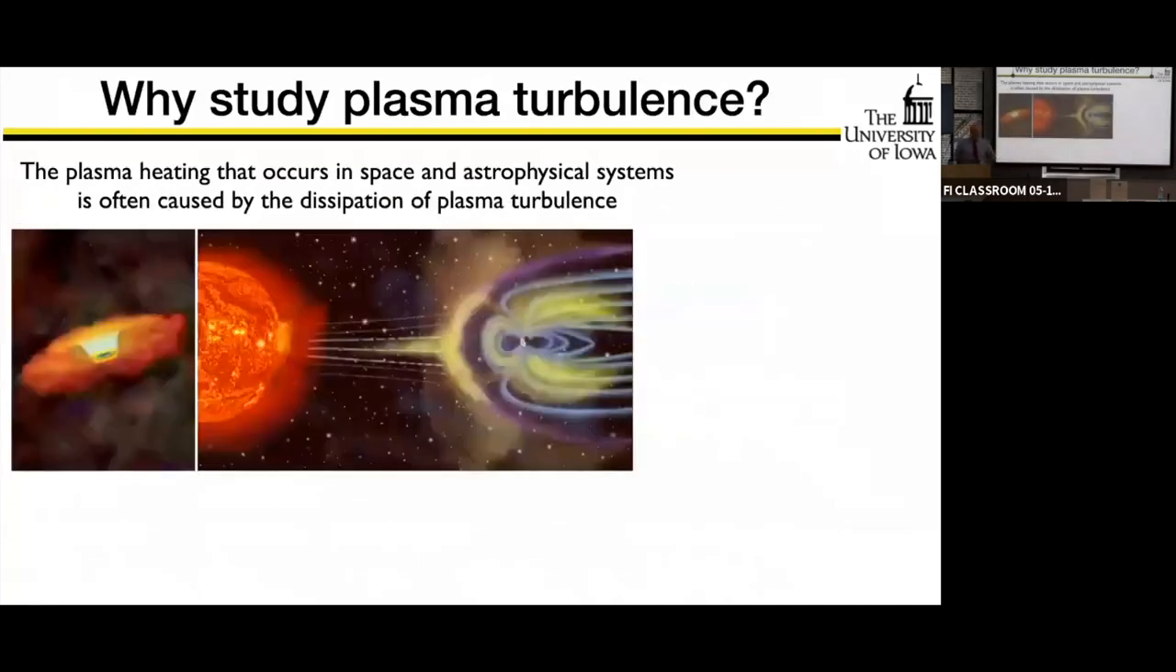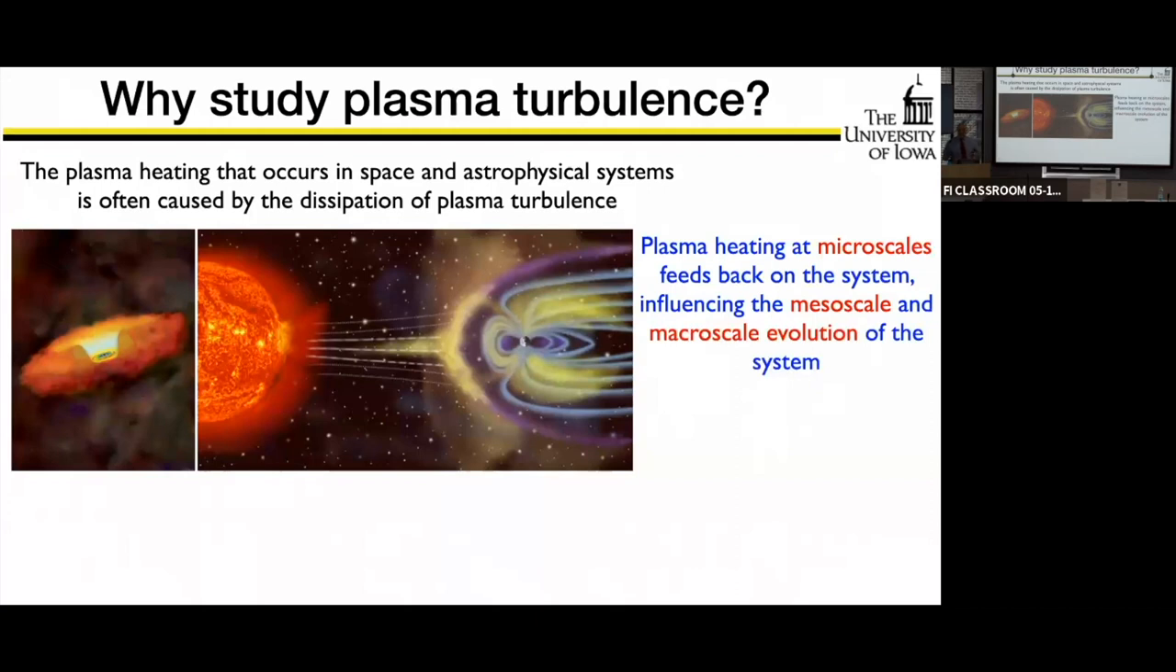So why do we want to study plasma turbulence? Well, at the very base, the plasma heating that occurs in space and astrophysical plasmas is often caused by the dissipation of turbulence. And in detail, this plasma heating occurs down at very small scales, microscales, which a lot of astrophysicists don't like to think about.